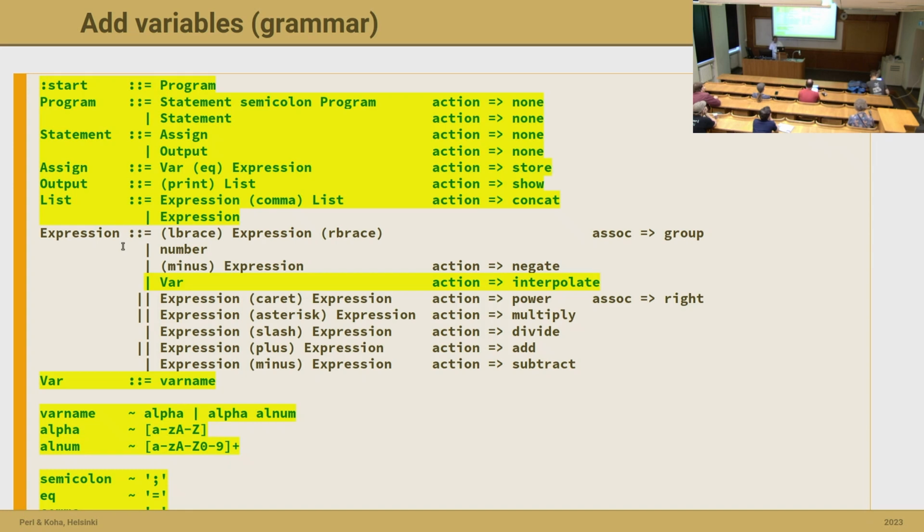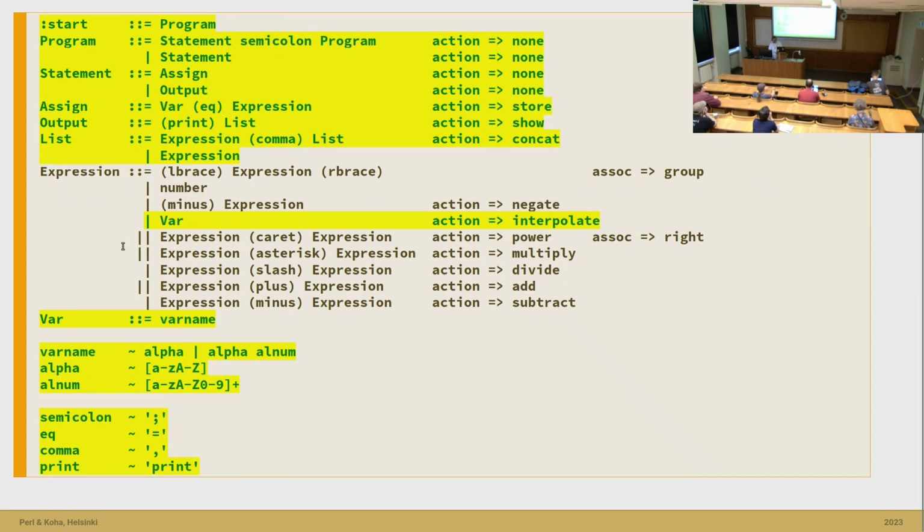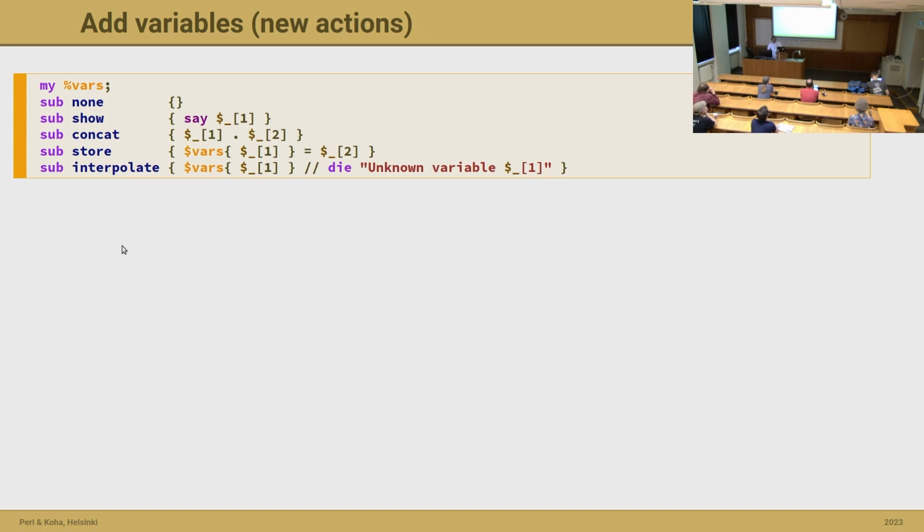Again, the interesting thing is the variable. So it starts with a letter and is followed by alphanumeric characters. Okay. And we have to add the new actions. The interesting ones are the store and interpolate, which handle the variables. So we'll keep a hash of variable names, and the value of the variable will be the assigned value.